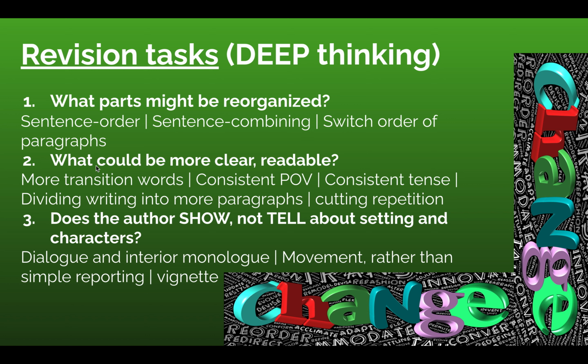The next question you want to ask yourself is, what could be more clear? What could be more readable? That might mean looking for transition words. If you're looking in your story and you don't see first and next and later and further on in the day or things like that that indicate time, that indicate that things are moving along, you might want to add some of that in. Another important point of clarity is to have a consistent point of view.